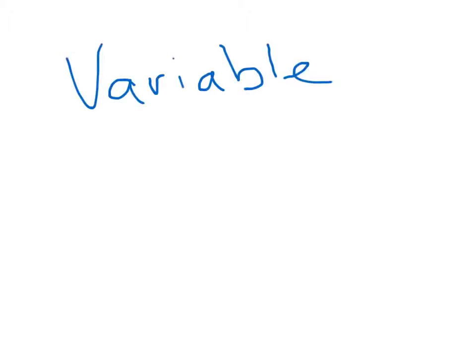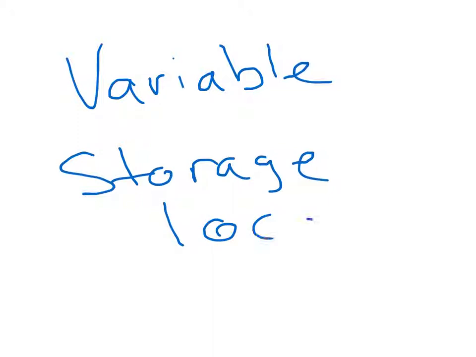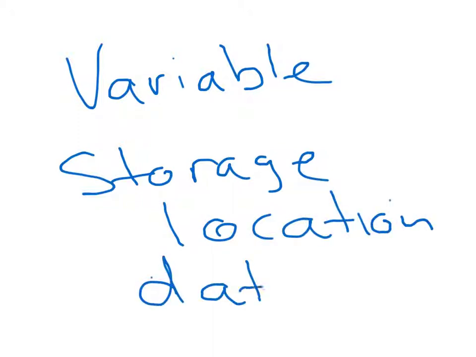Today we're going to be talking about the concept of a variable. In computer science, a variable is considered as a storage location for data. Another way to think of it is just a box.